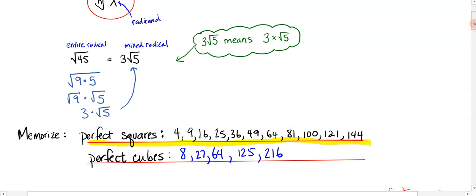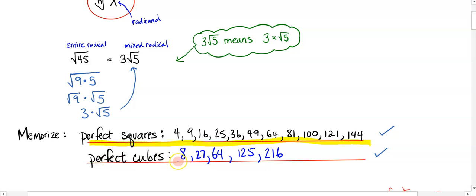mixed radical. It's pretty important in this unit to really have in your memory bank your perfect squares and some of your perfect cubes. You should recognize 4, 9, 16, 25, all the way up to probably 144, 169 as your perfect squares. Those are common ones you'll need to look for as factors. They're the ones you care about. You don't care that 15 goes into 45 because you can't take the square root of 15. It's not a perfect square.